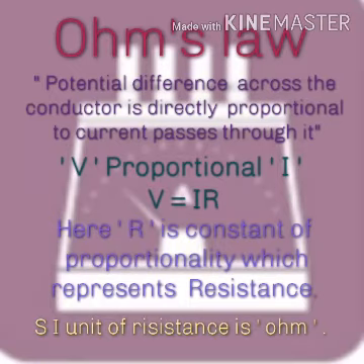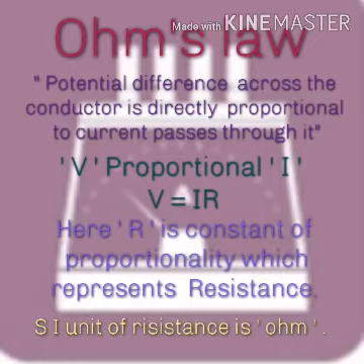Ohm's law. According to Ohm's law, the potential difference across a conductor is directly proportional to the current passing through it. If V is potential difference and I is current, then V is proportional to I, or we can write V is equal to I into R.